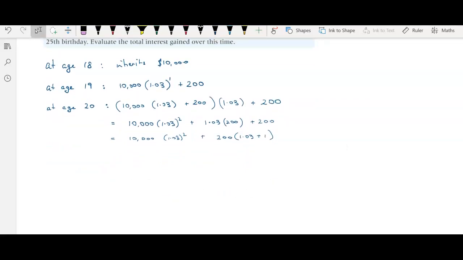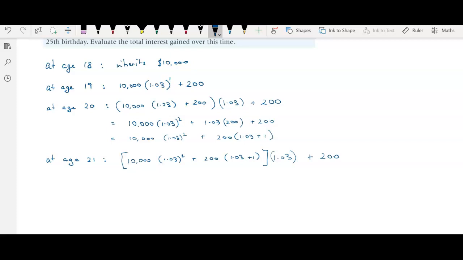Now, I want to do this for as long as it takes to understand what the pattern is. I'm not going to do it all the way through to 25. I reckon after one more year, I'll have it. At age 21, right, one more year. So we're going to take this whole amount here and give it the 3% treatment. So it's going to get 10,000, 1.03 squared, plus 200, 1.03, plus 1. All that gets the 1.03 compound interest, and then 200 more goes on.